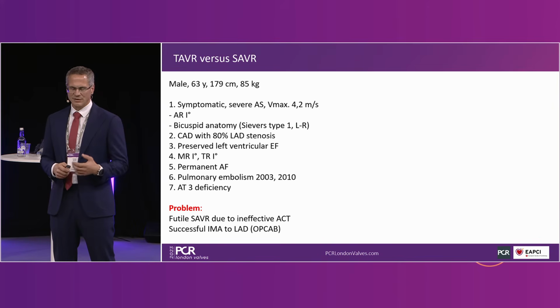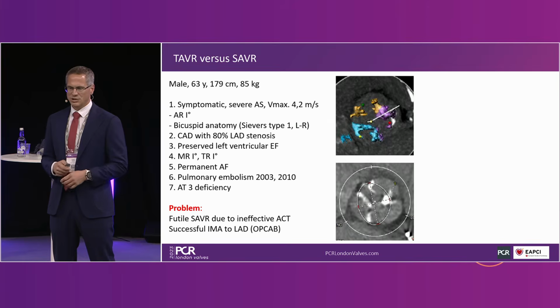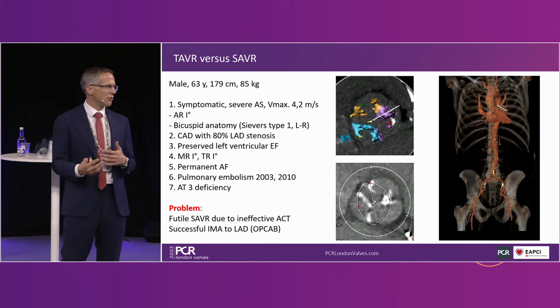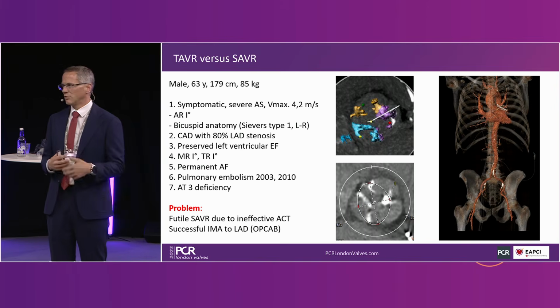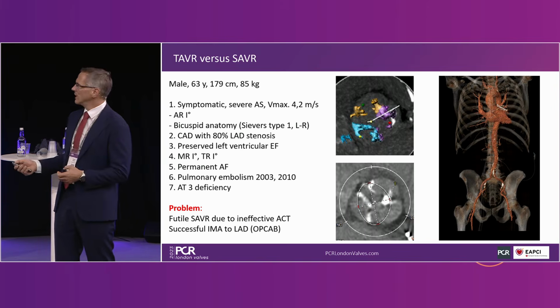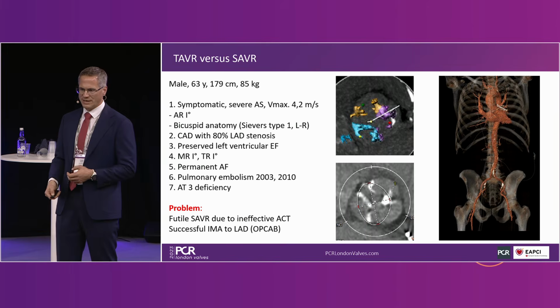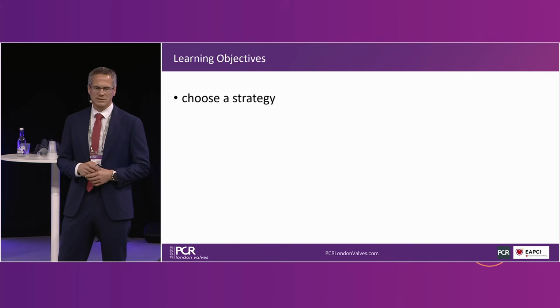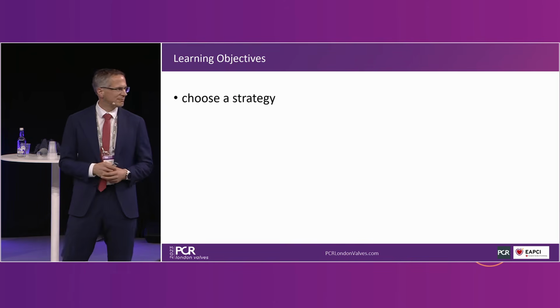Then the team sat together again. You already know the CT images, but what you haven't seen, which is very important in these low-risk, intermediate-risk cases, is whether we are able to go femoral or have to go for alternative access. What we are able to see right here is that the access is quite good and there is also no tortuous anatomy. So, choose a strategy.